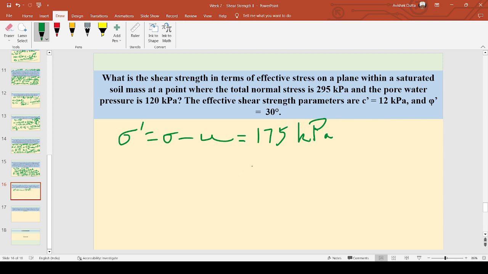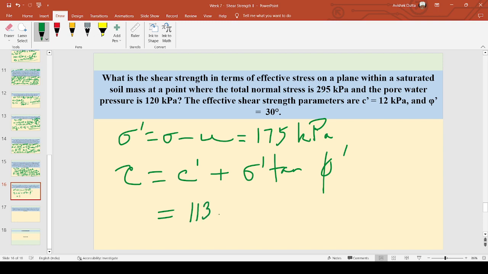Now the effective shear strength equals c dash plus sigma dash tan phi dash, where c dash equals 12, sigma dash equals 175, and phi dash equals 30 degree. We get a value of approximately 113.04 kilopascal. Tau equals c dash plus sigma dash tan phi dash in case of effective stress parameters. Okay. Last question.